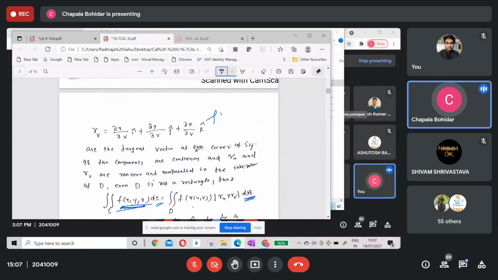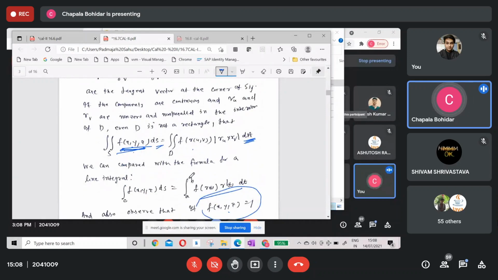They are both tangent vectors at the corner of Sij, that portion. The components Ru and Rv are non-zero and non-parallel at the intersection. They are non-zero, and I'll show you the figure later on. When you convert it, we write it as an integral over the domain D, the uv plane, in place of Ru cross Rv dA. So we are writing it the same way as with the parameter t, as I think is written here.